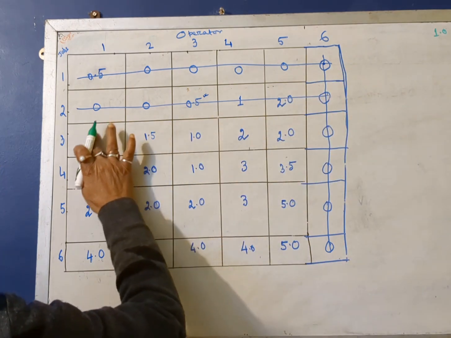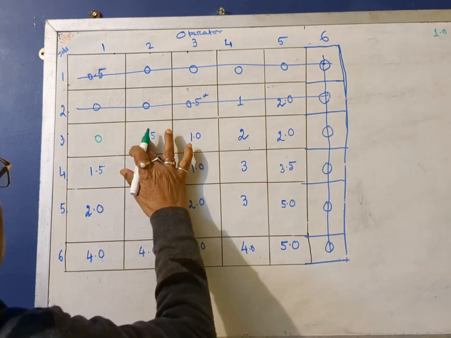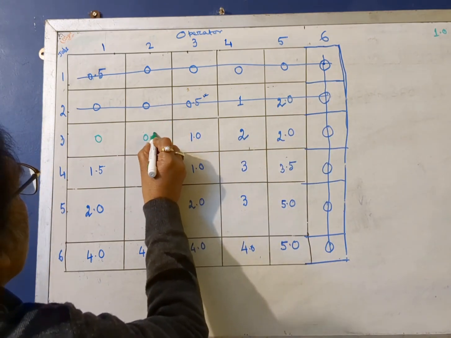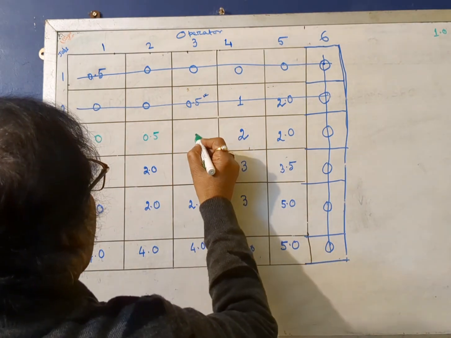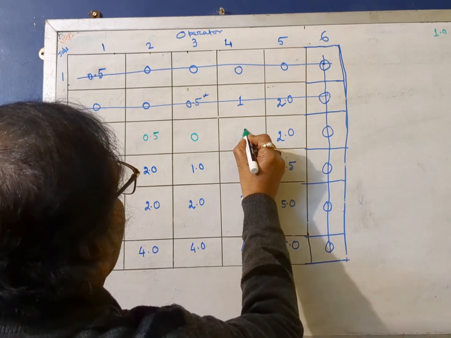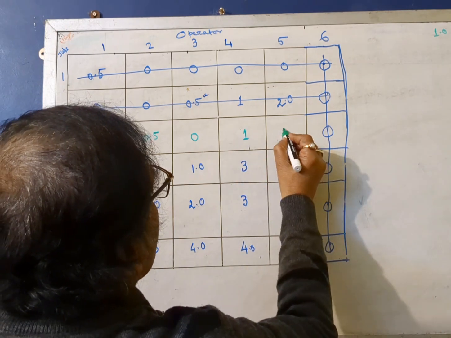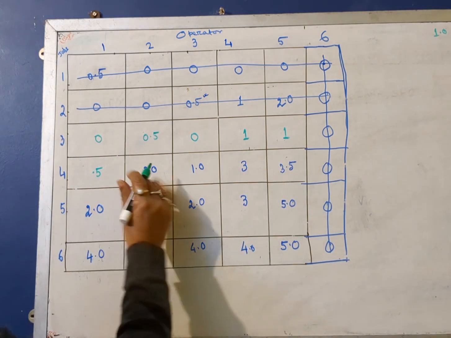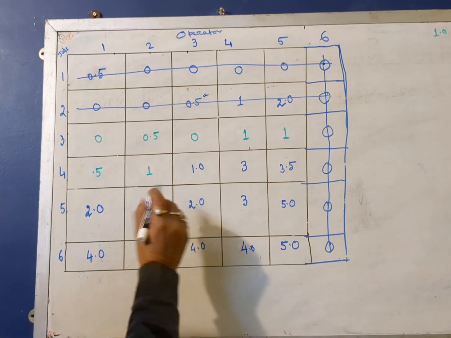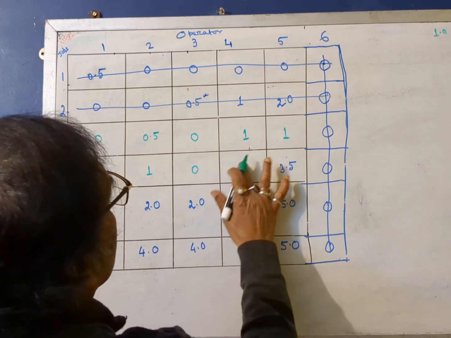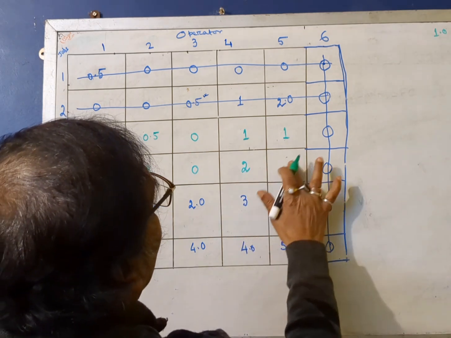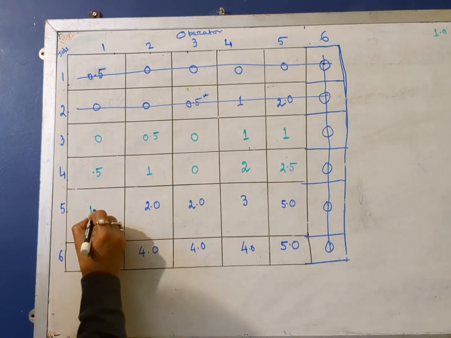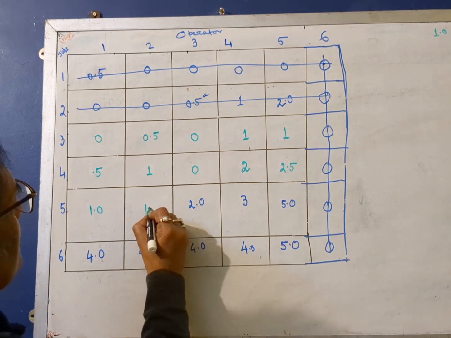So you have to subtract 1.0 from 1.0. That's why it is 0. This is subtract 1, that's why it is 0.5. Better to write 0.5 in a different color. 1.0, that is 0. 2 minus 1, that is 1. 2.0 minus 1, that is again 1. 1.5 minus 1, that is 0.5. 2 minus 1, that is 1. This is 0. This is 2. And this is 3.5 minus 1 means 2.5. Minus 1 means 1.0. This is again 1.0.